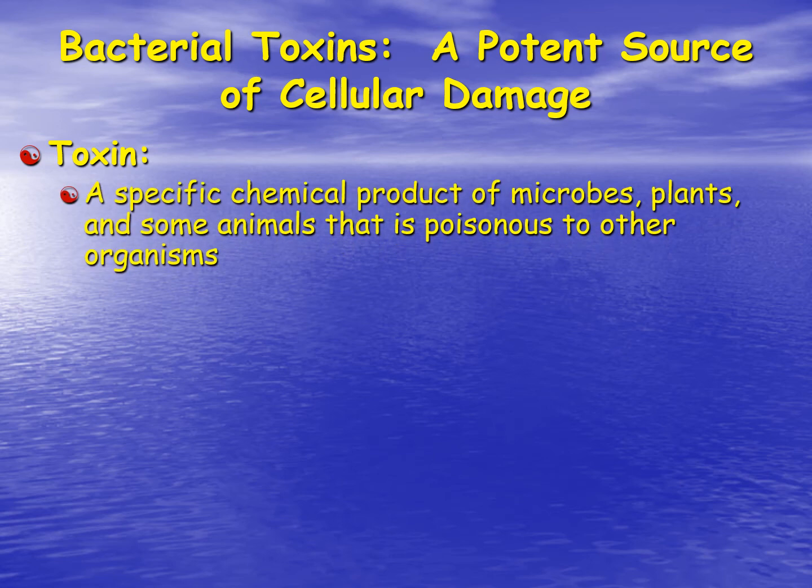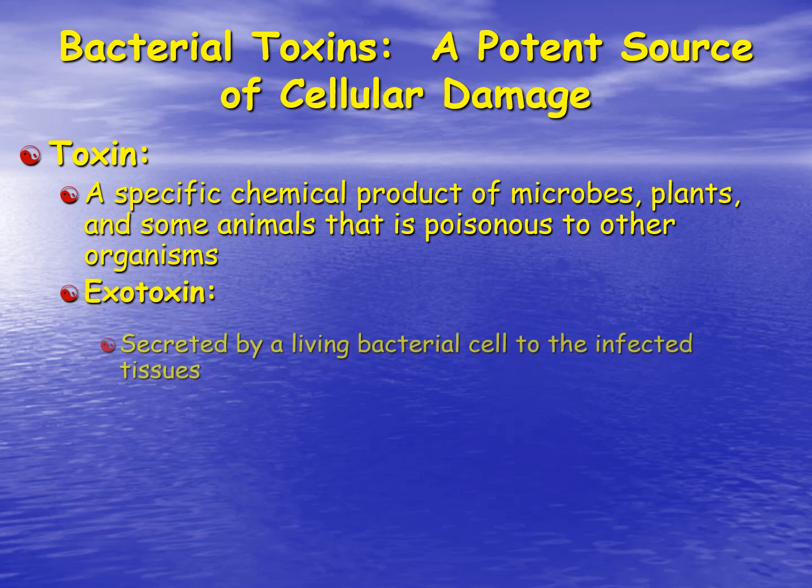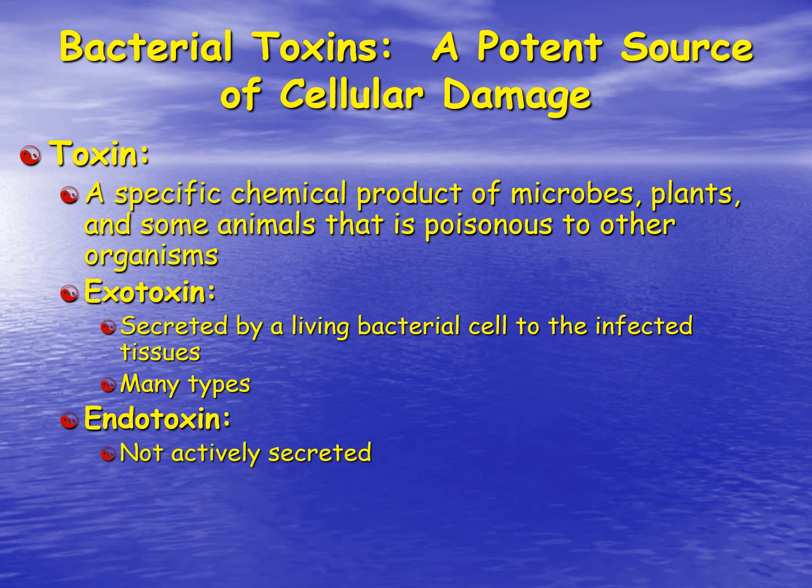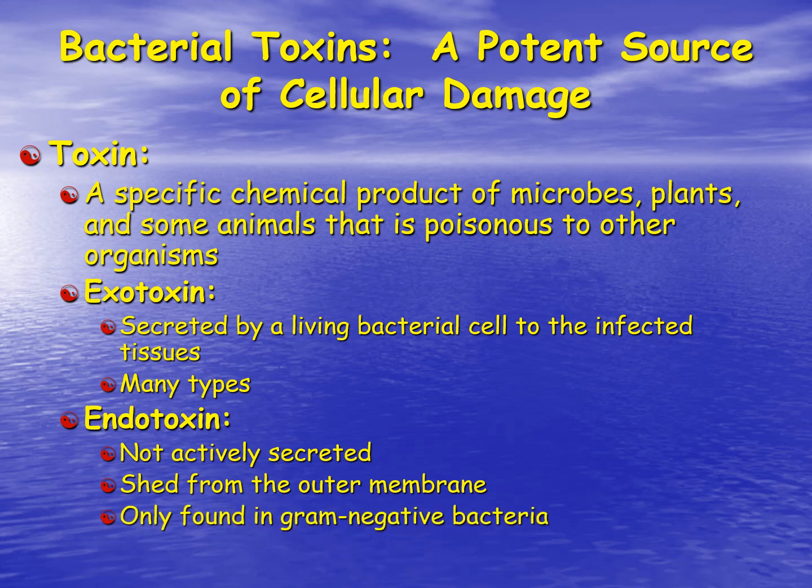Bacterial toxins are specific chemical products of the organisms that are poisonous to something else. An exotoxin is secreted by the living bacterial cell and affects the infected tissue. And there are many types of these. Endotoxins are not actively secreted, but they are shed from the outer membrane of the bacterium. And so endotoxins are actually components of the outer phospholipid membrane of gram-negative bacteria.